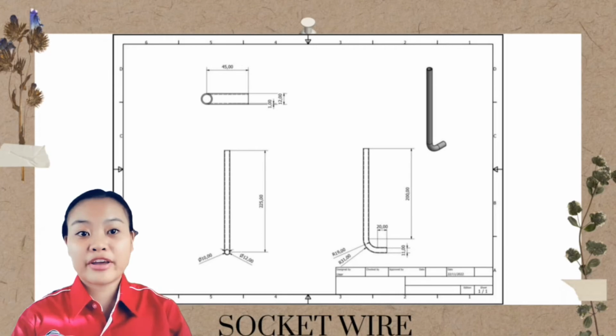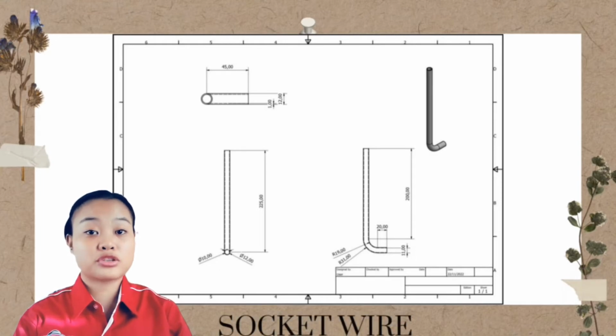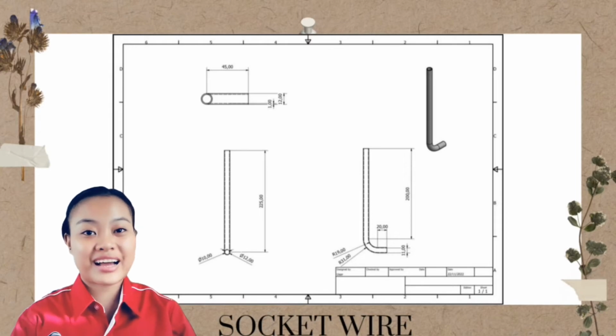Three types of wire used are firstly, live wire, which is red in color, second, neutral wire, which is black in color, and lastly, earth wire, which is green in color.